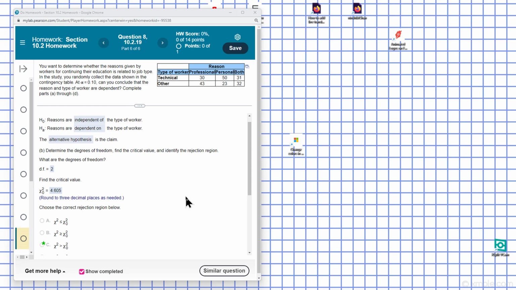Chapter 10, Section 2, Problem 19. You want to determine whether the reasons given by workers for continuing their education is related to job type. In the study, you randomly collect the data shown in the table below. At this level of significance, 10% alpha, can you conclude that the reason and type are dependent? Complete parts A through D below.